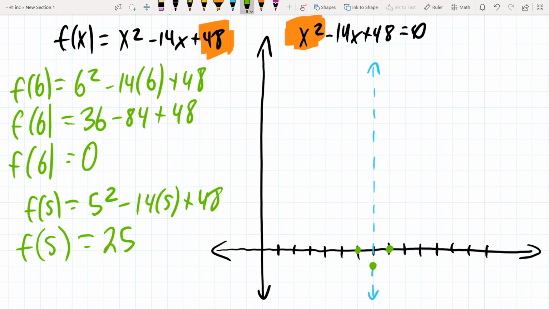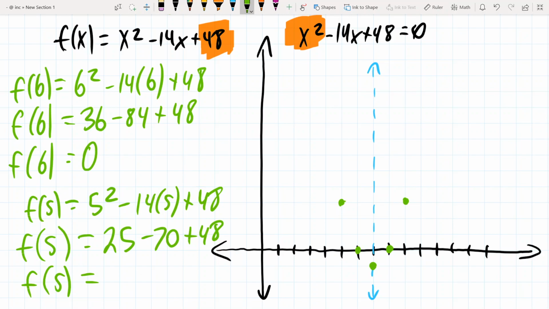All right, 25. 14 times 5 is 70, so minus 70 plus 48. We definitely expect this number to be greater than 0 because this is opening up. So 25 minus 70 and then plus 48 gives us 3. That means we're going to go up 1, 2, 3, and then we'll reflect that over to here.